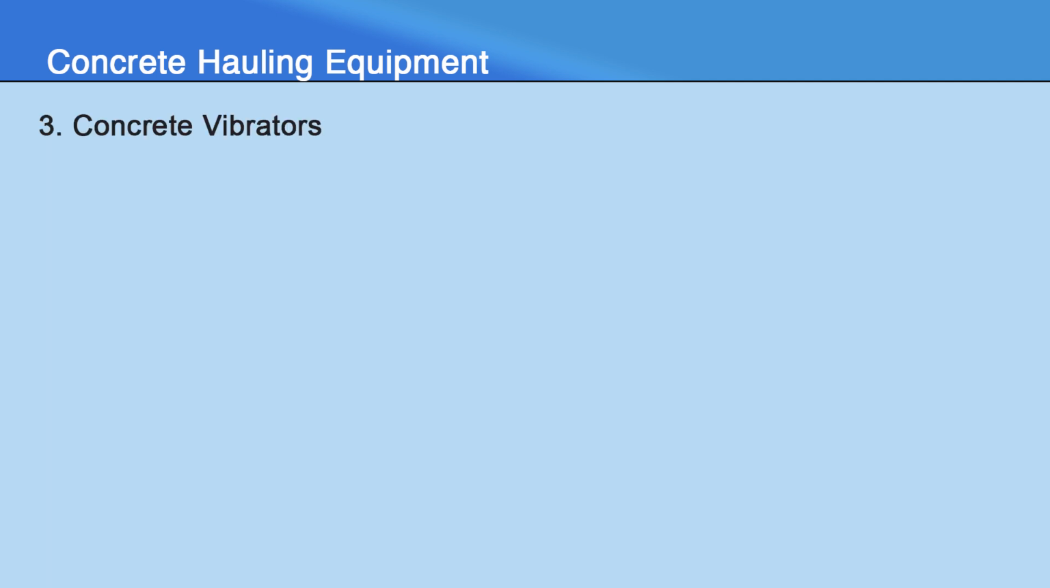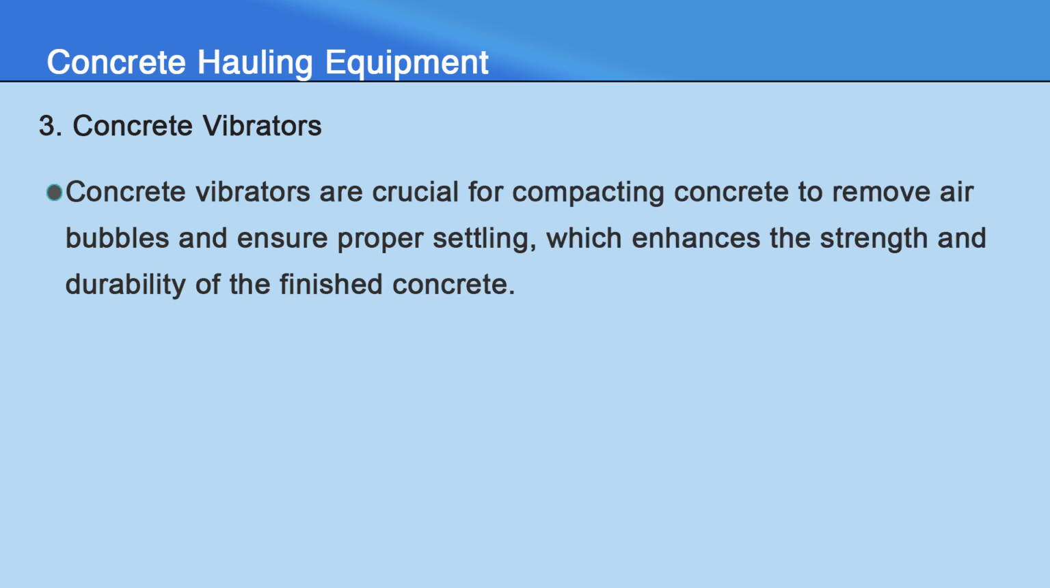Third, we move on to concrete vibrators. Concrete vibrators are crucial for compacting concrete to remove any air bubbles and to ensure proper settling, which enhances the strength and durability of the finished concrete. There are three primary types of vibrators used for this purpose: internal vibrators, external vibrators, and surface vibrators.